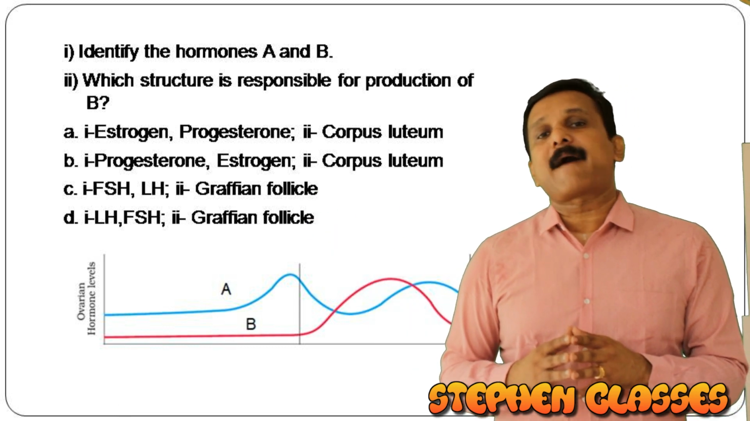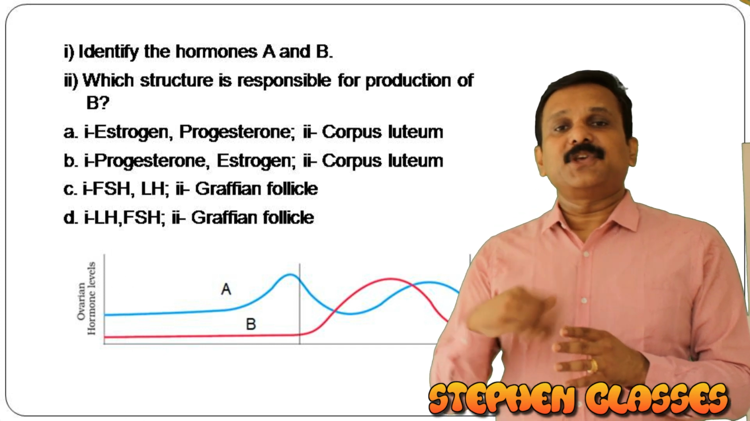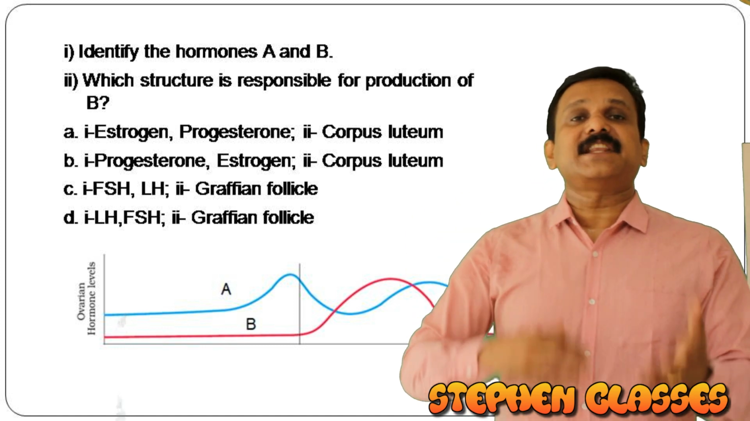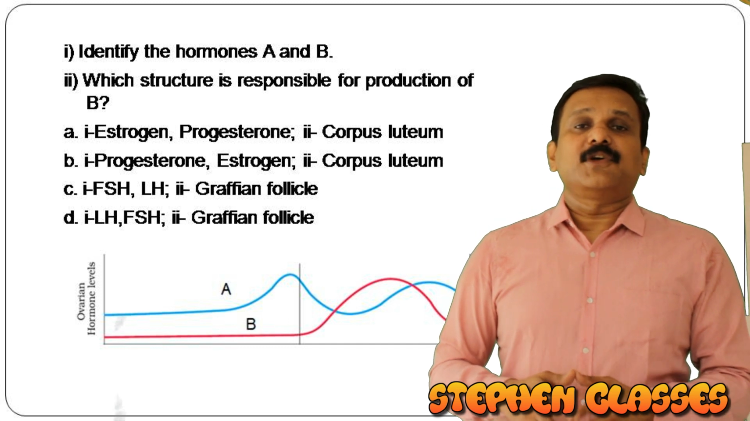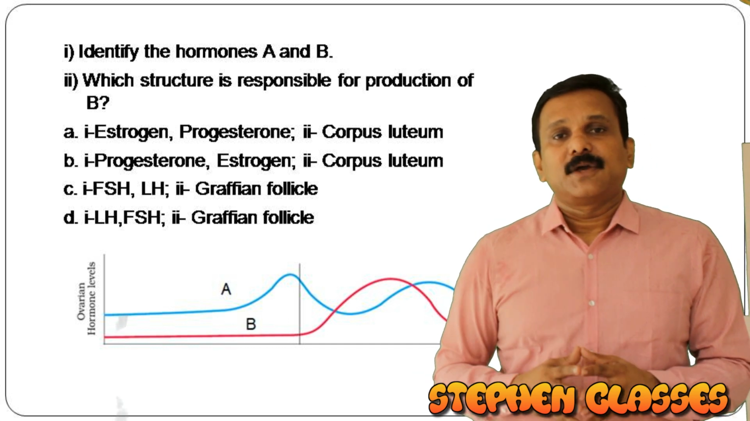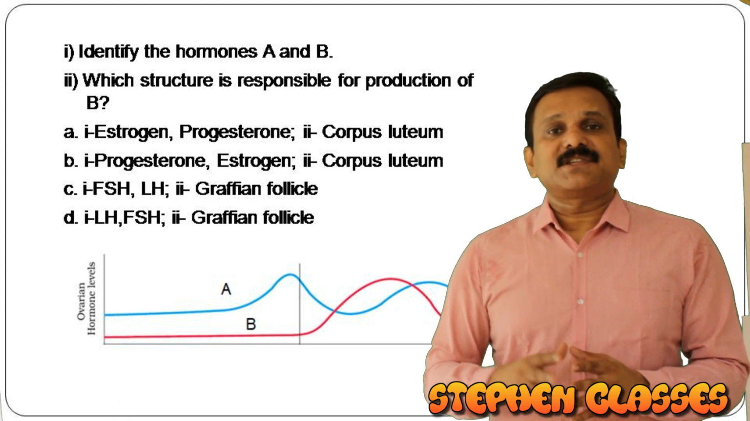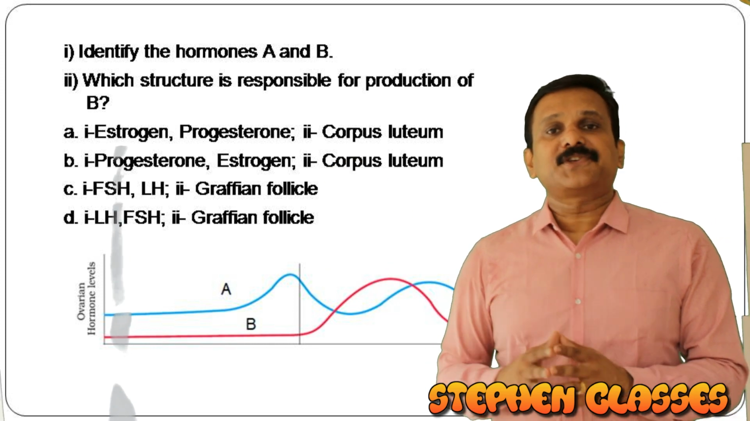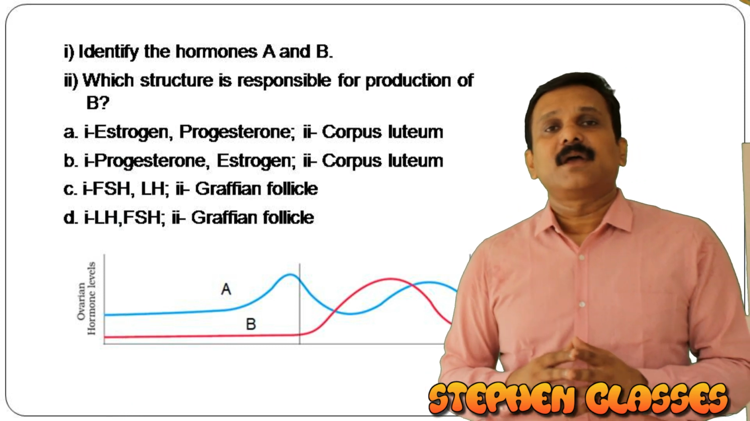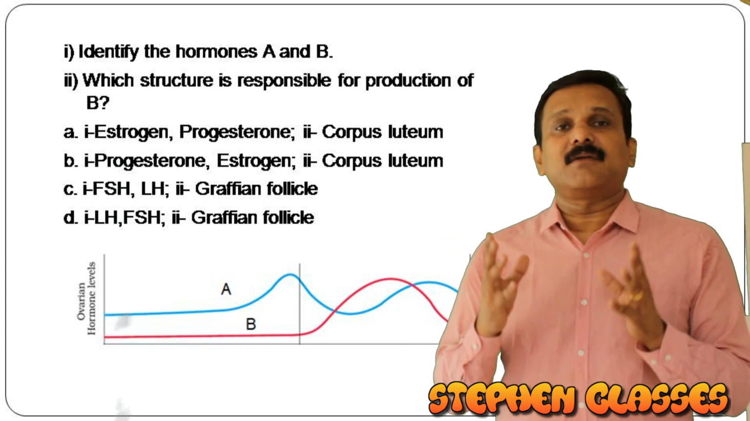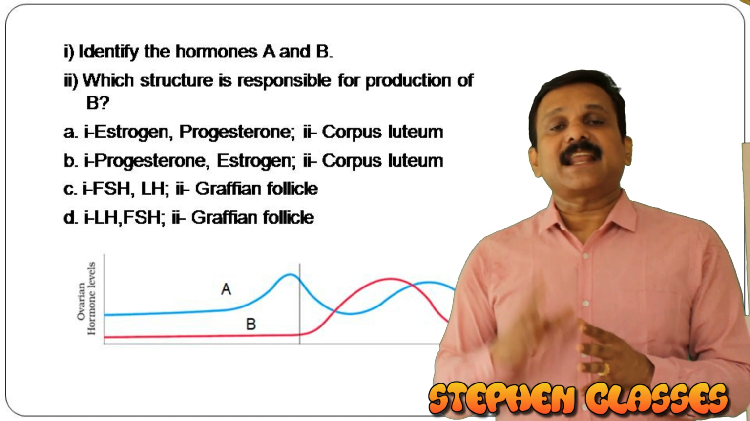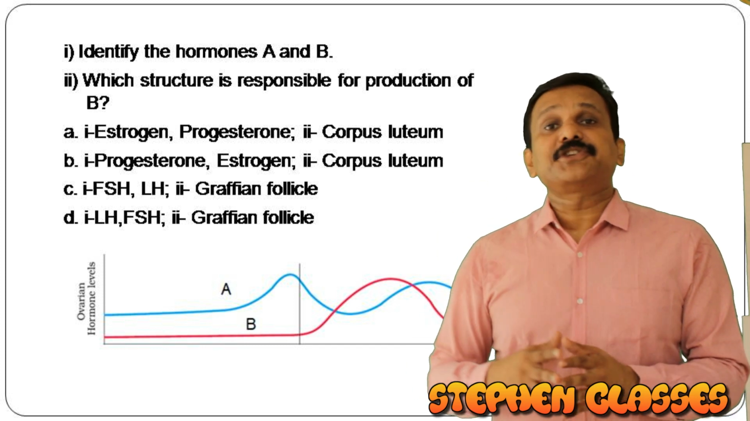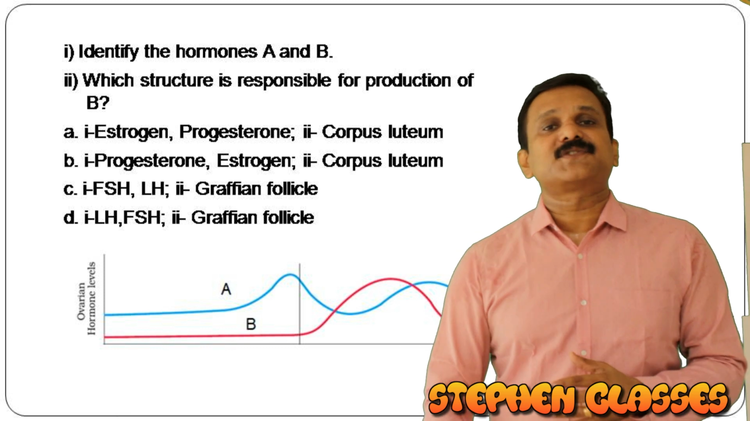Estrogen is produced from the Graafian follicle, whereas progesterone is produced from the corpus luteum. So, in the proliferative phase, estrogen is high, and in the secretory phase, progesterone is high. You got the point? So, the answer here will be estrogen and progesterone, labeled as A and B, and the structure which produces B, or progesterone, will be the corpus luteum. It is a yellowish structure, and after rupturing of the Graafian follicle, we call it the corpus luteum. So the correct answer for this question will be option A. Sometimes they will give another picture, that of pituitary hormones, and they will ask the same pattern of question.